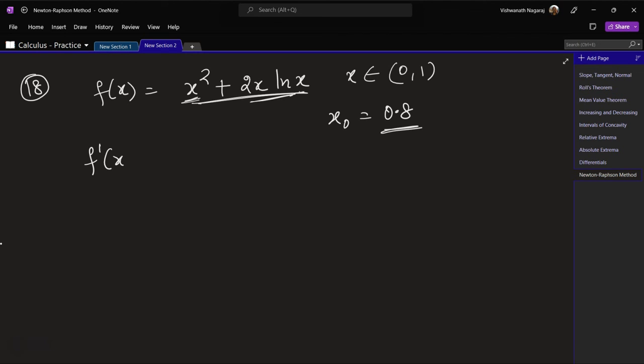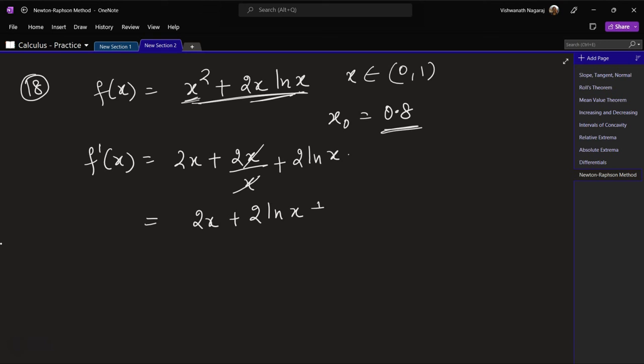Okay, so f prime of x is equal to 2x plus, now here we have to apply the chain rule. So 2x as it is, and natural log of x is 1 by x, plus 2x is 2 and natural log of x as it is. So x cancels and we end up with 2x plus 2 natural log of x plus 2. Yes, so this is our derivative.